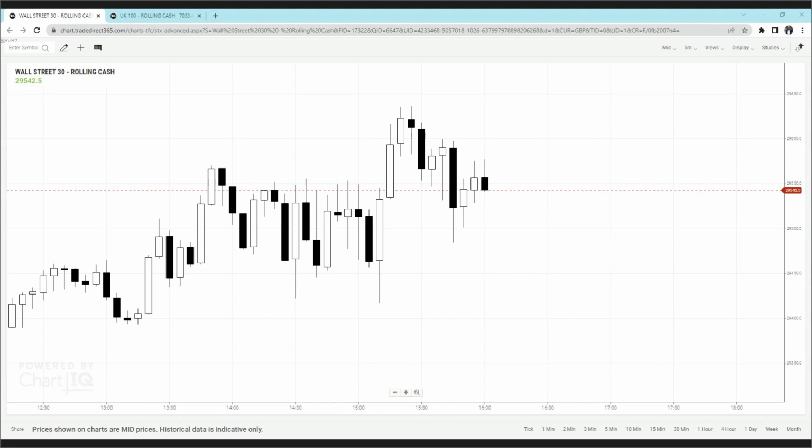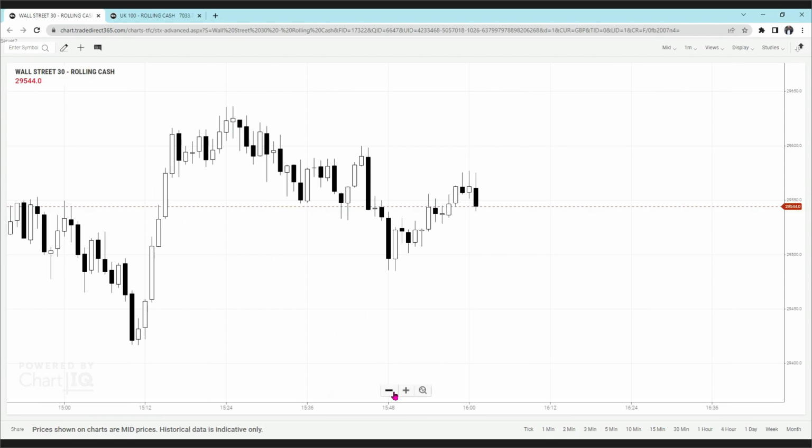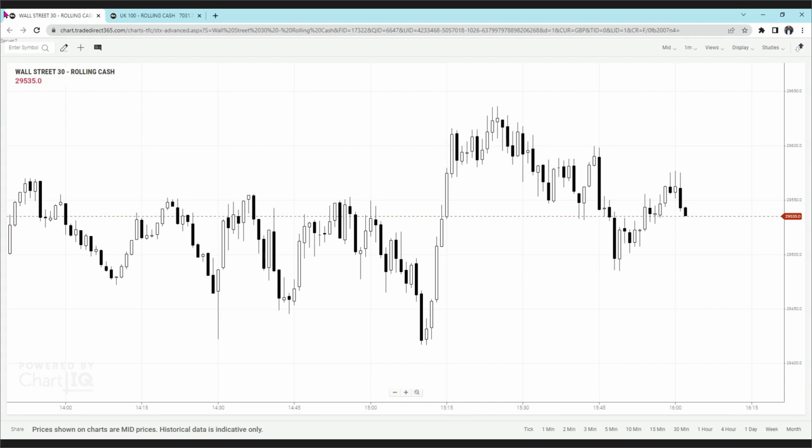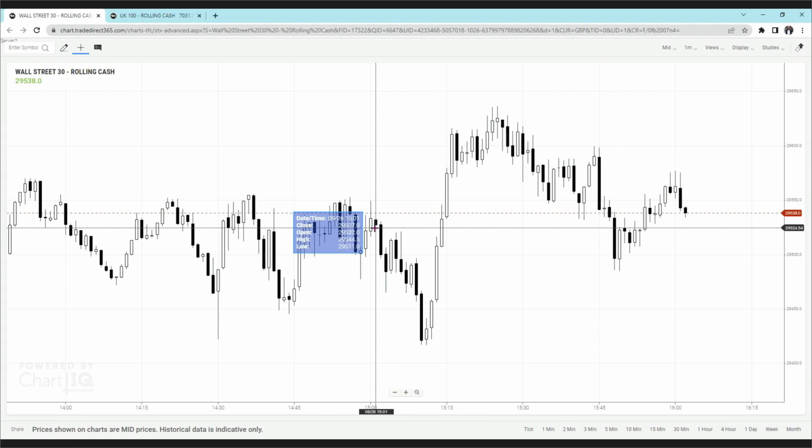Yeah, 2 minutes past 3. Okay, let's go to a 1 minute chart just for laughs, because then it's easier to see exactly where I entered. And you can see my cursor. And we went short. It was 2 minutes past.